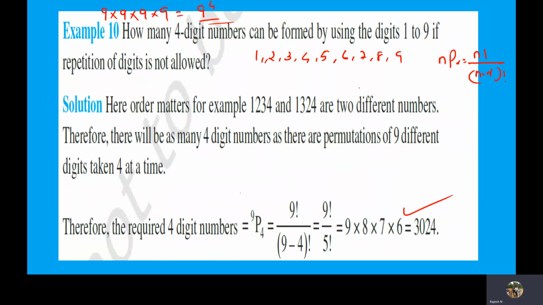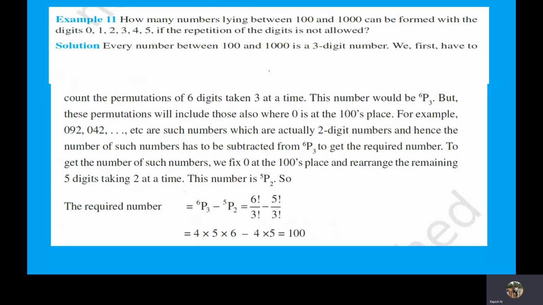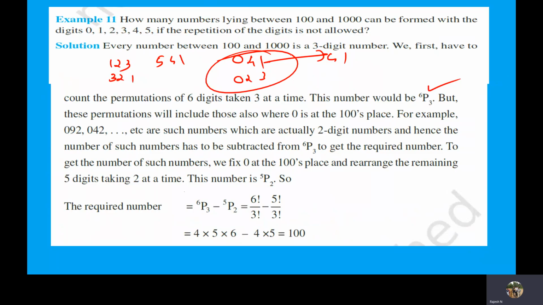Now, how many numbers lying between 100 and 1000? Between 100 and 1000, it will be a 3-digit number. So we first have to count the permutations of the 6 digits, 3 at a time. That means out of 6 numbers we have to select 3 at a time. So this is 6P3. But in that case, 0 is sometimes first, like 0, 4, 1 or 0, 2, 3. Here 0, 4, 1 is considered as 41 only, a 2-digit number, so it is not between 100 and 1000. So we have to remove those.